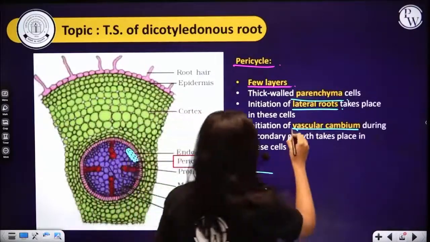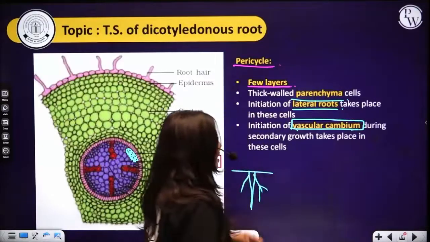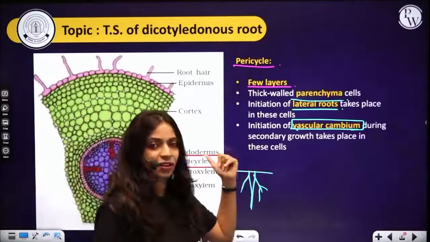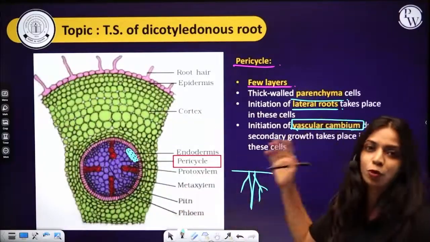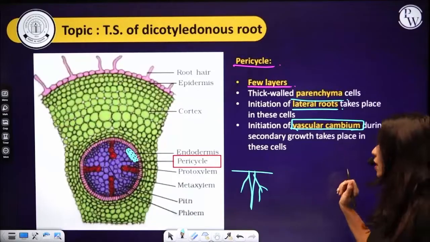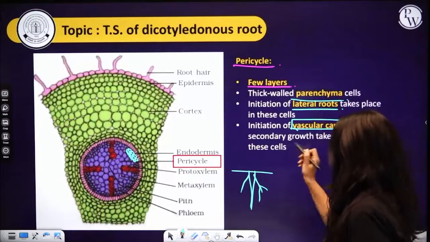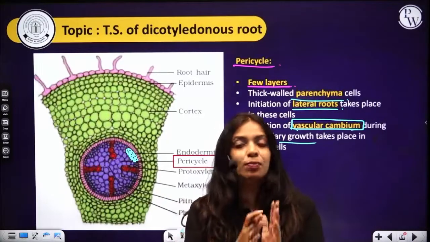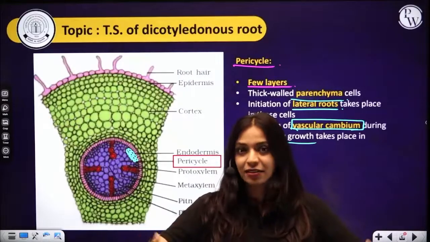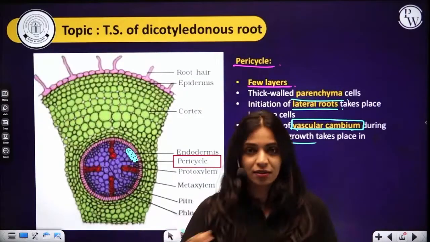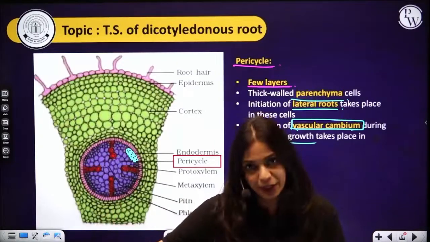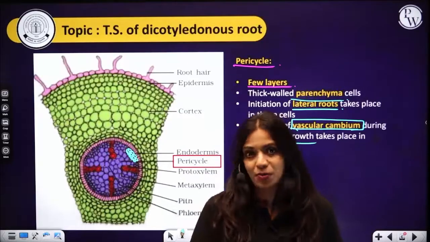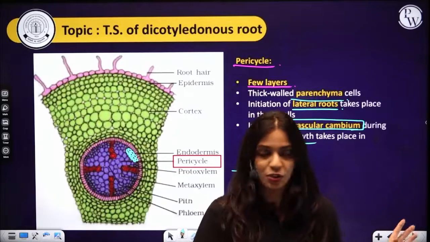Also, initiation of vascular cambium during secondary growth takes place in these cells. Now, what exactly vascular cambium is, what is secondary growth, you'll learn in detail in a few minutes in today's lecture itself. But I'll briefly tell you for now. Secondary growth basically refers to the increase in the girth of the plant. When a small stemmed plant grows, increases in girth and forms a huge trunk, the increase in girth or the diameter of the plant is what we call secondary growth. And for secondary growth to happen, cambium is responsible. A type of cambium called vascular cambium.